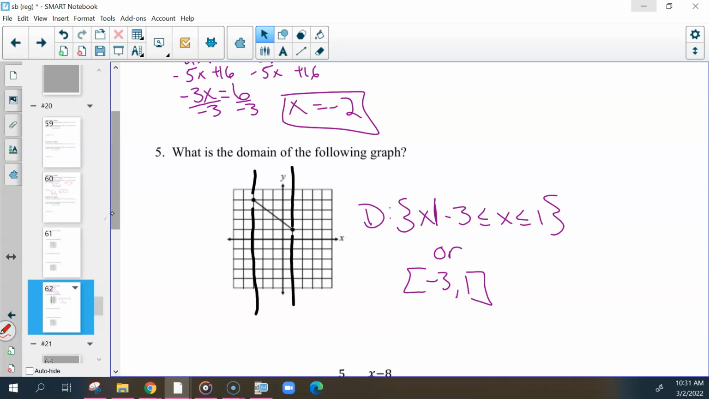So in your set builder notation with your inequalities, -3 is less than or equal to x, which is less than or equal to 1. Or in your interval notation, back when we were doing inequalities, from -3 to 1, both in square brackets. Either or would work. Questions on that one?